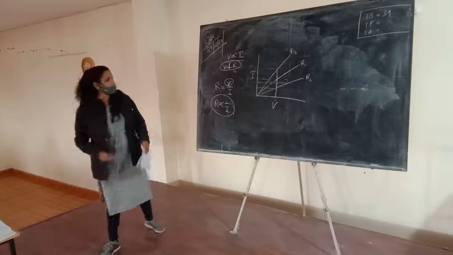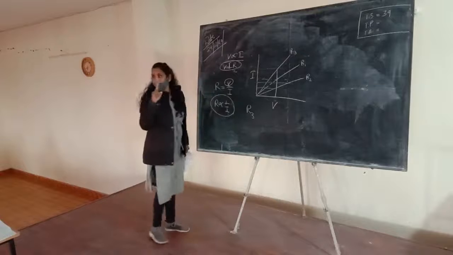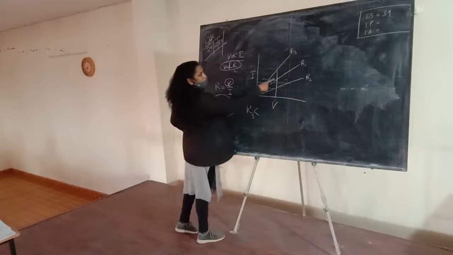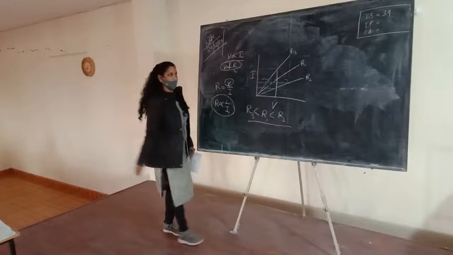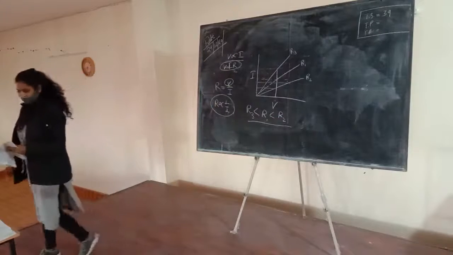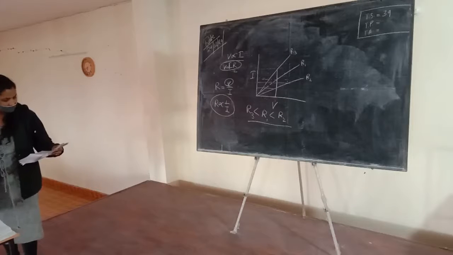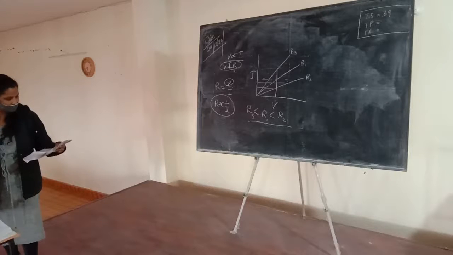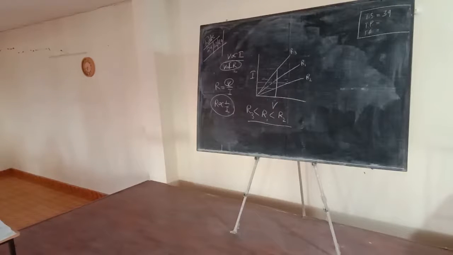Is it clear? So since this R3 has the high current, it means it should have the low resistance. And the second one is the R1, and the third one is R2. Is it clear? Option 3. Okay, R3, 1 and 2. 3, 1 and 2. It is the B option. And is it out?